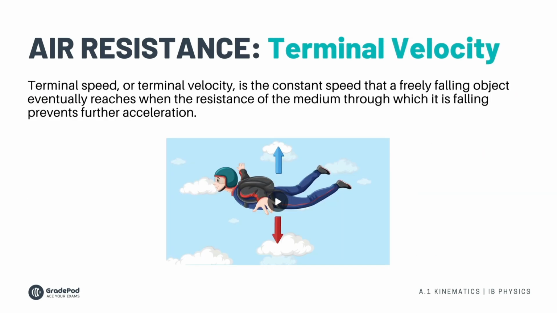Terminal velocity is when the upward force of air resistance balances the downward force of weight. These balanced forces cause constant velocity or constant speed. It's a good idea to learn this definition and put it in your notes. Terminal speed or terminal velocity is the constant speed that a freely falling object eventually reaches when the resistance of the medium through which it is falling prevents further acceleration.